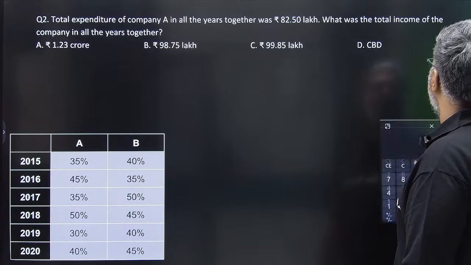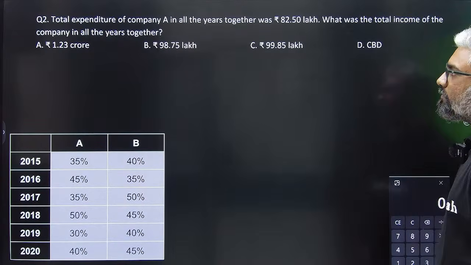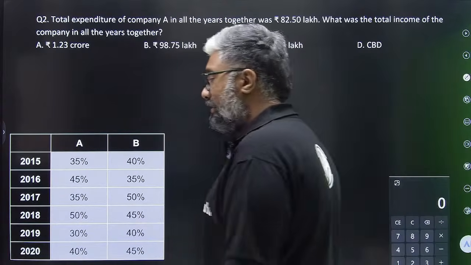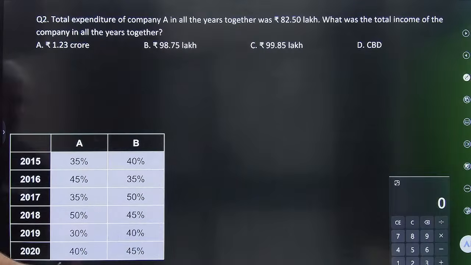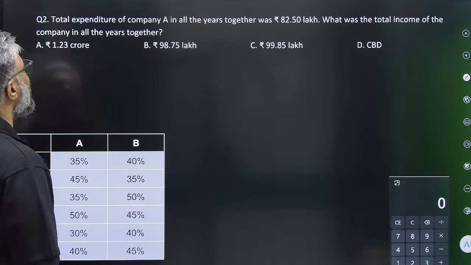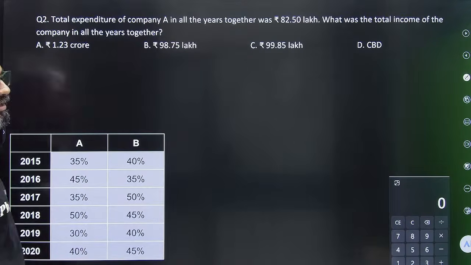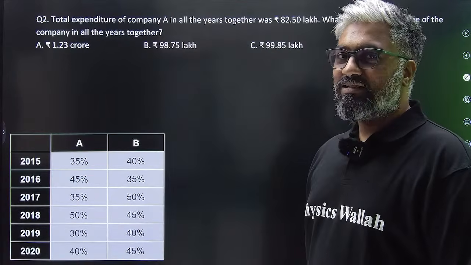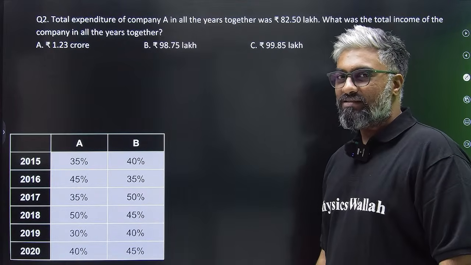Have a look at the second question, guys. Total expenditure of A in all the years together was 82.5 lakhs. A's total expenditure for all the years, 2015 till 2020, which is 6 years total, they're saying is 82.5 lakhs. They're asking what was the total income of the company in all the years together. Can you answer this one? Is there any way we can answer this?